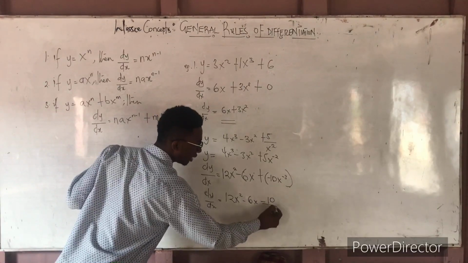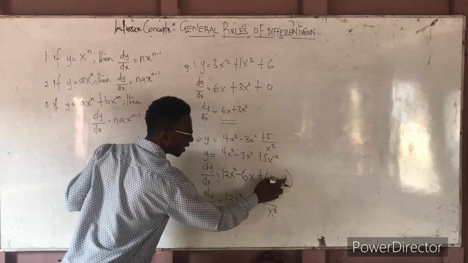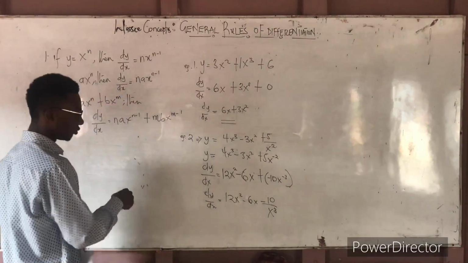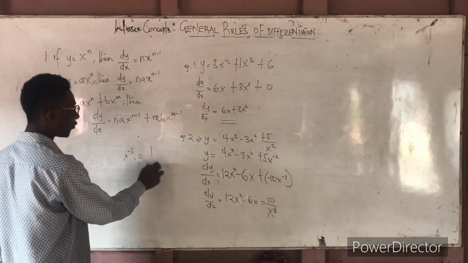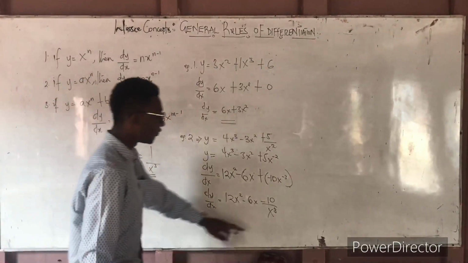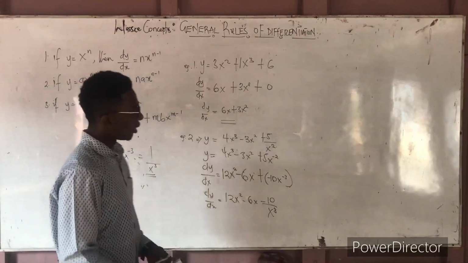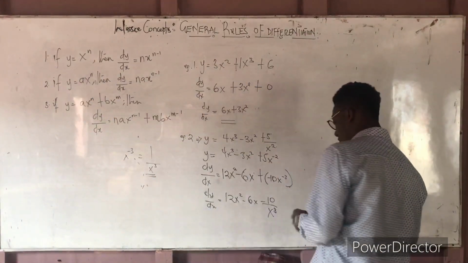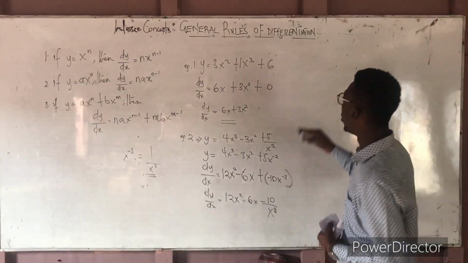Okay. So now what happens here is that dy dx simply becomes 12x squared minus 6x minus 10 all divided by x cubed. So this x exponent negative 3 is the same as what? So x exponent negative 3 is the same as 1 over what? x cubed. So that's why we divided it by that. Okay. Let's take one more example on the derivative.